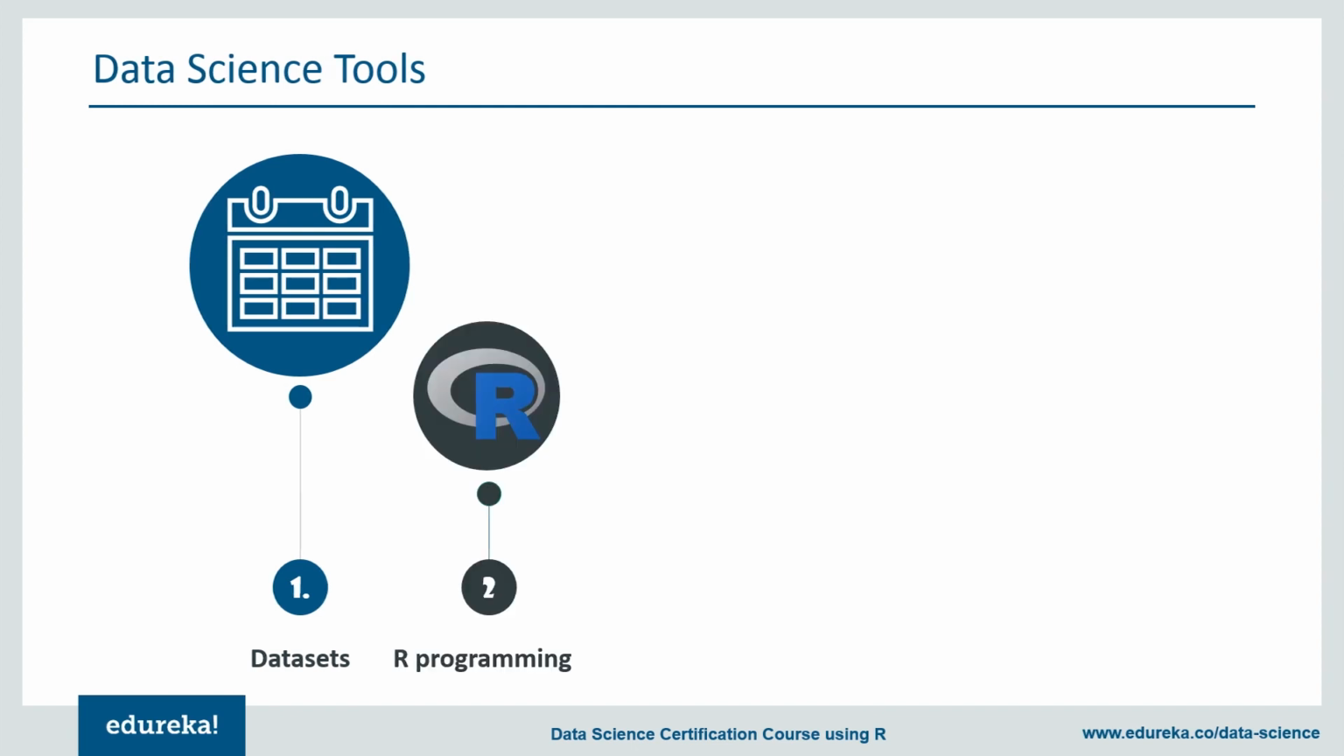Next, you have your R Studio. Now R is an open source programming language and software environment for statistical computing and graphics. It is very simple and easy to learn.